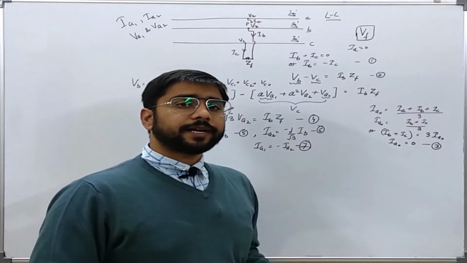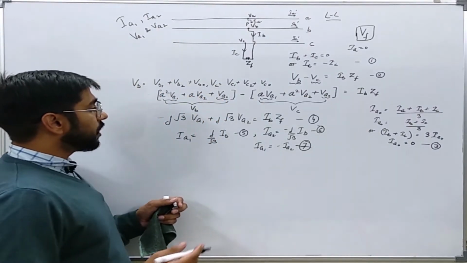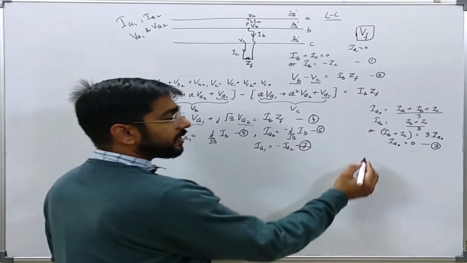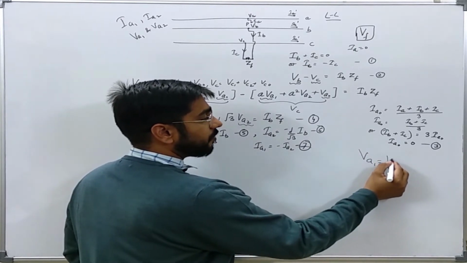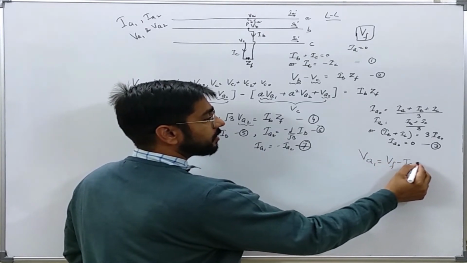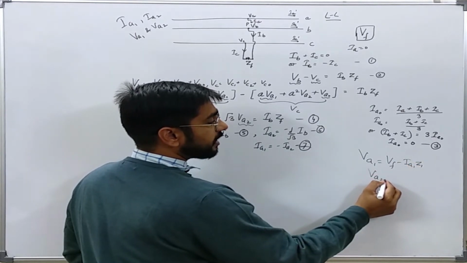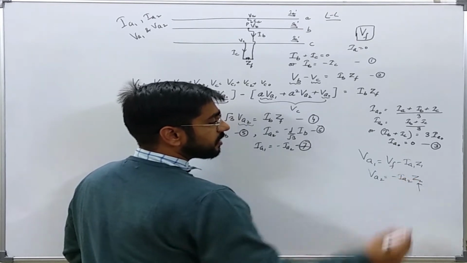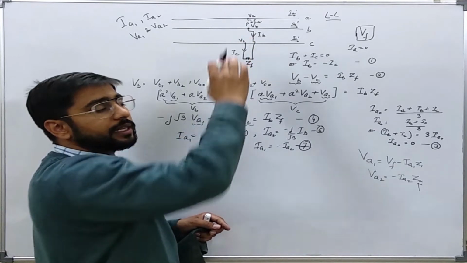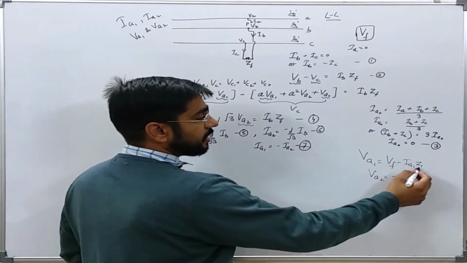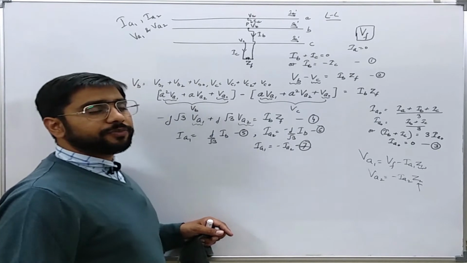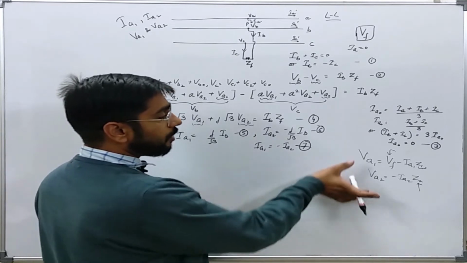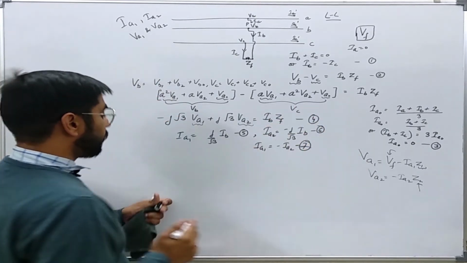Now let us further manipulate the equations. What we will do, we will put the value of VA1 and VA2 in this equation number 4. We know that VA1 is nothing but the pre-fault voltage minus IA1 Z1, and VA2 is nothing but minus IA2 Z2. This is the negative sequence Thevenin impedance seen from the point P of fault, and Z1 is the positive sequence Thevenin impedance seen from the point of fault, and VF is the positive sequence pre-fault voltage. Now these values we will put in equation number 4.